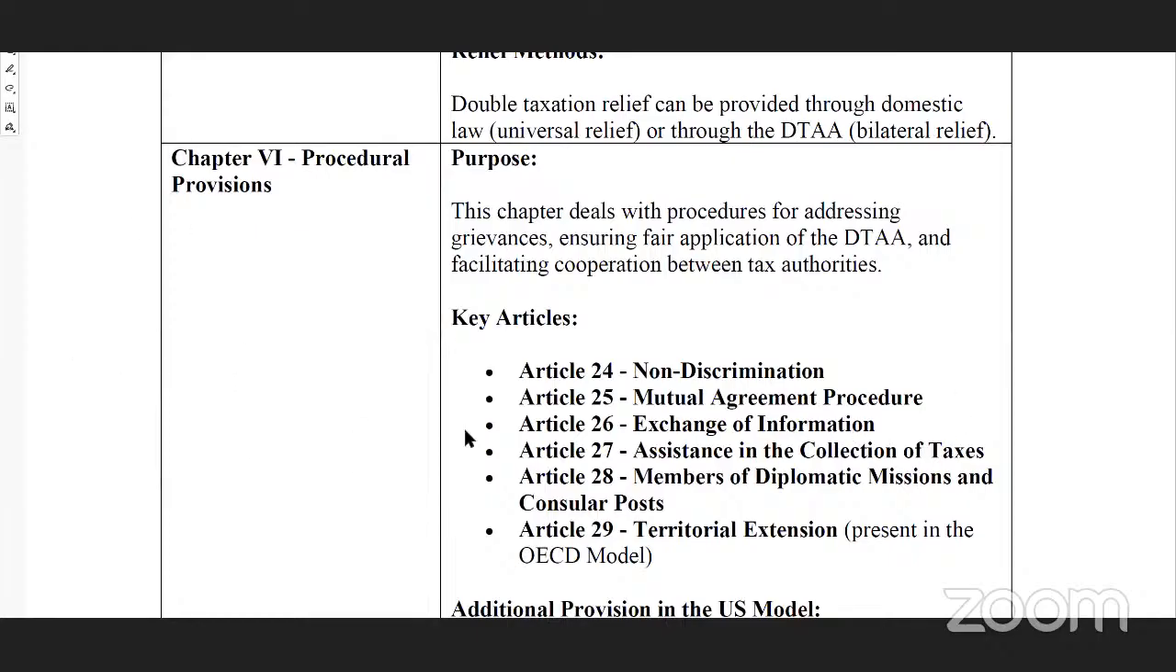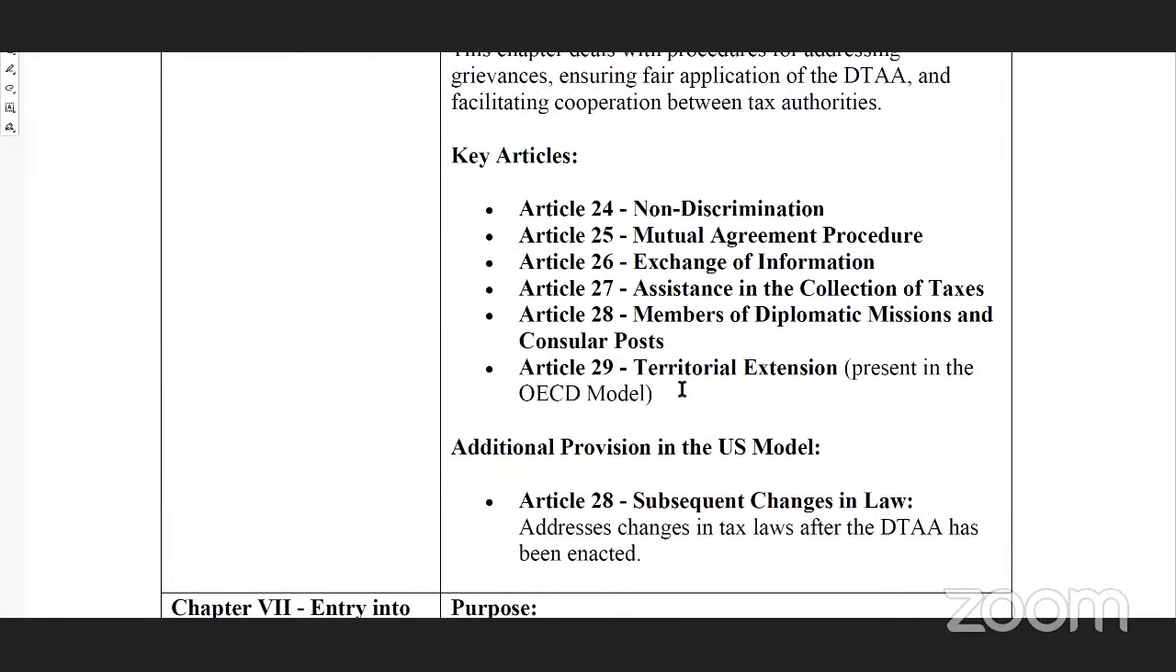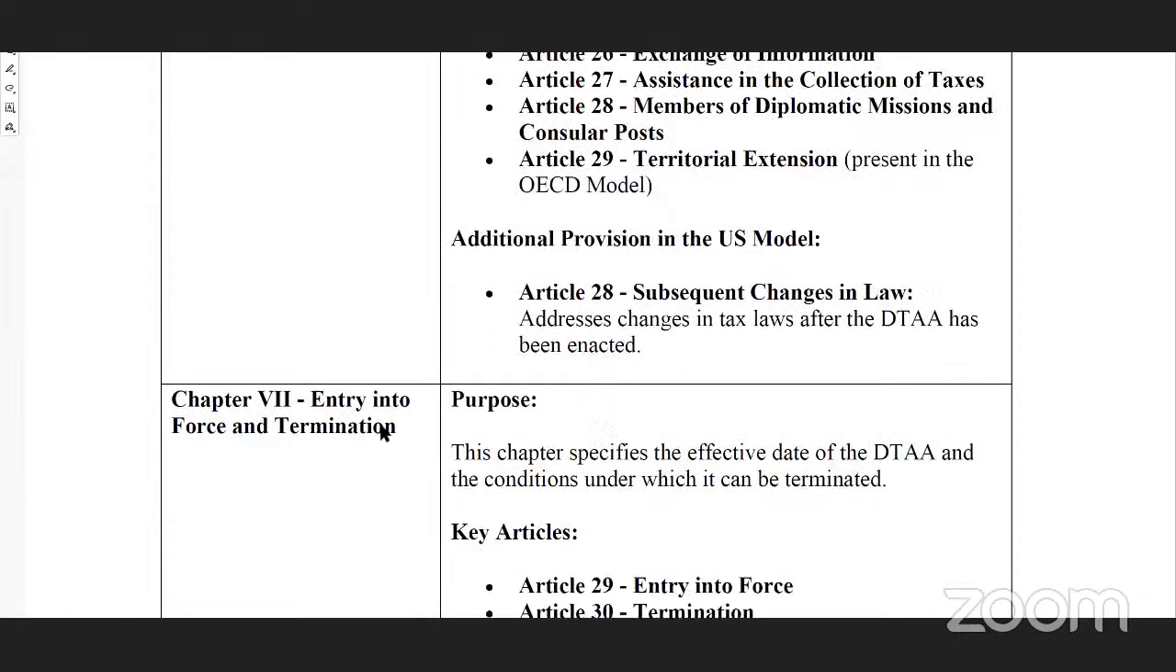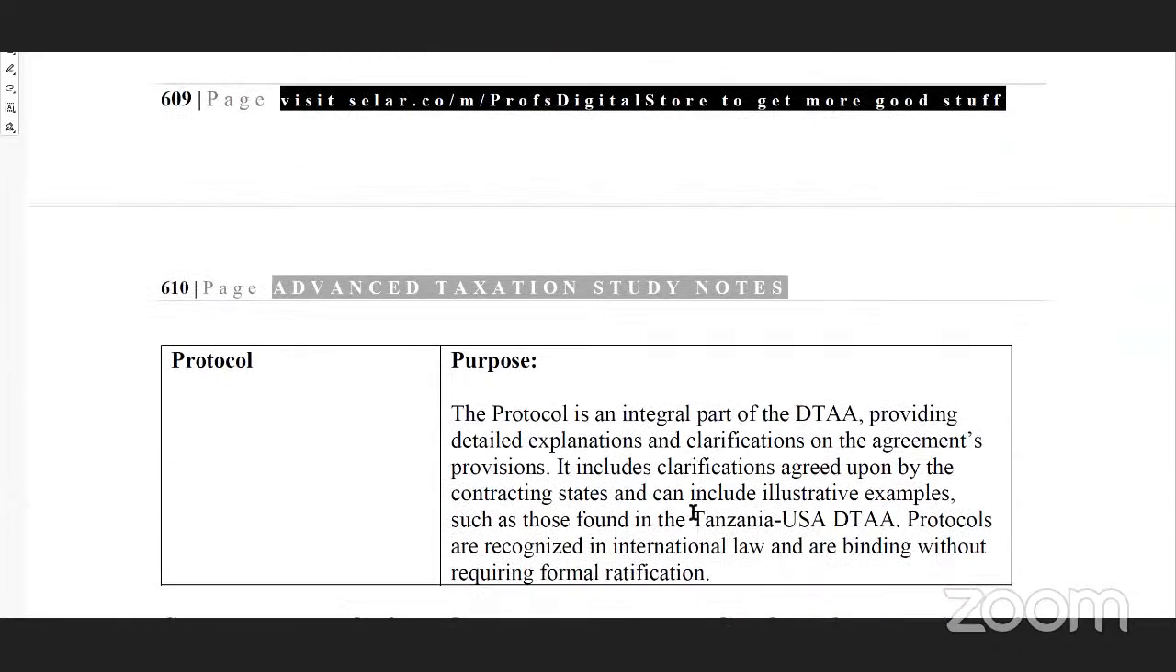So non-discrimination, mutual agreement procedure, exchange of information, assistance in the collection of taxes. There's members of diplomatic missions and consular posts. A very small article, but you can look at it. Hardly do they examine that side. Okay, then Article 29, territorial extension, only present in the what? The OECD model. And there are some provisions in the US model, which is subsequent changes in law. We do not have it in the current models. Then the final one is entry into force and termination of the DTA. So we learn how a DTA enters into force and how a DTA is terminated. So these are the full 7 chapters of the DTA.